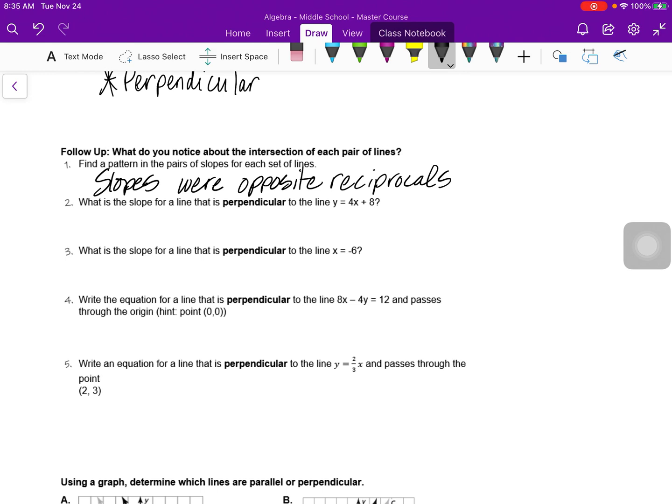So we have a given line that has the equation y equals 4x plus 8. So in the given line, the slope is 4. So we want to find the slope of a line that is perpendicular to this line. So that means the slope needs to be the opposite reciprocal. So the slope of the new line is going to be -1/4. So it's the opposite of 4, and it's the reciprocal of 4.